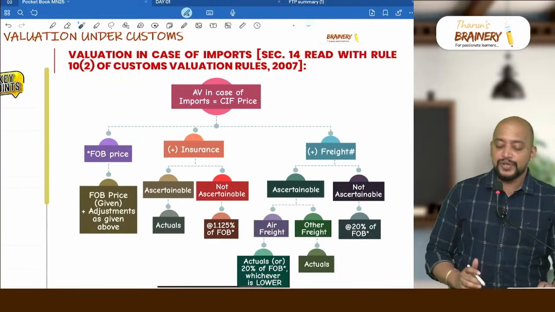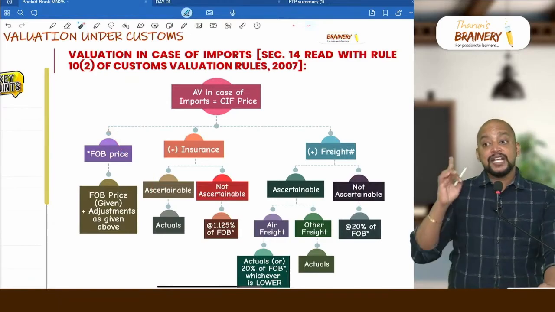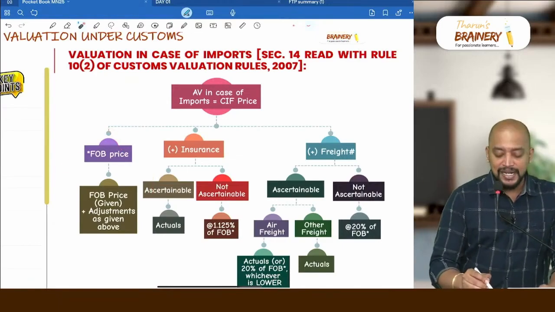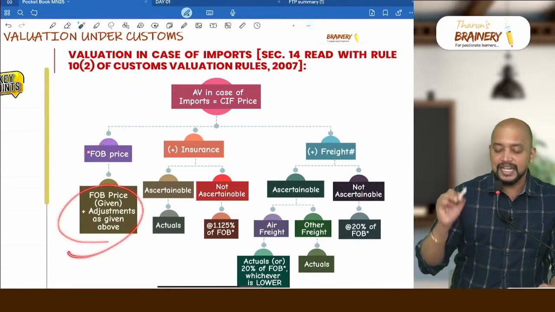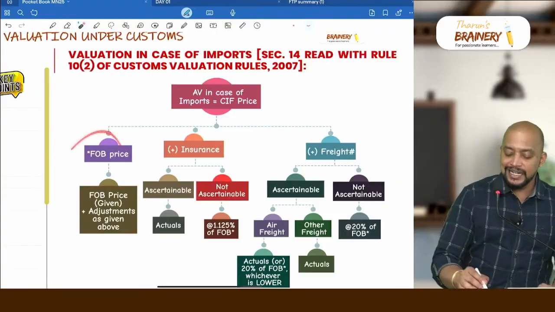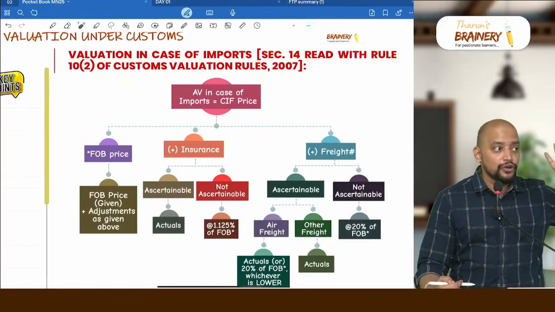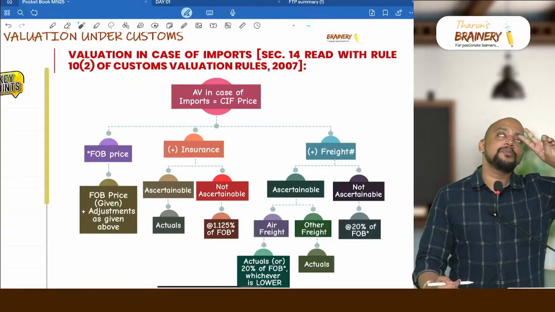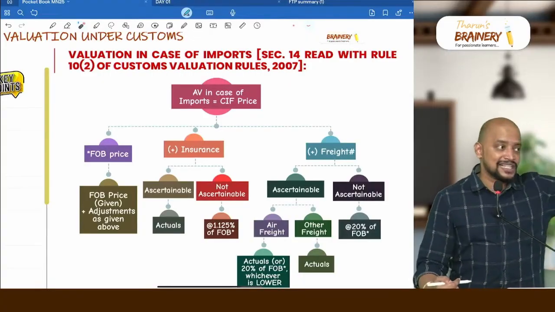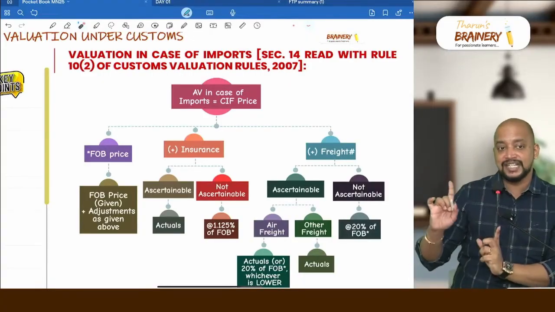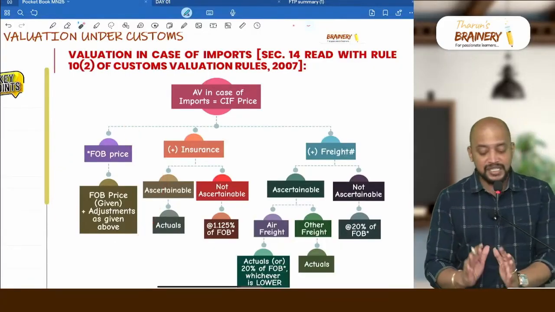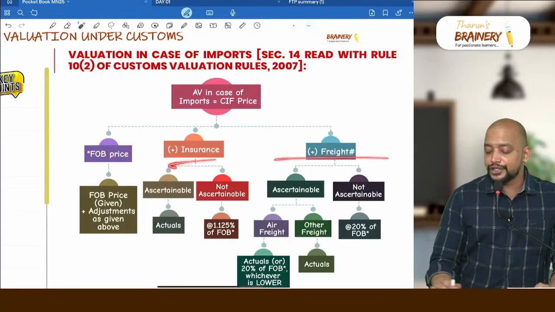In secondary adjustments, first we got the FOB price as per primary adjustments, means FOB price given plus adjustments as given above. So therefore we will be getting the revised FOB price. This FOB price is as per customs. So FOB price as per customs. So FOB price, we have two types of FOB price. One is FOB price as given versus FOB price as per customs. This is FOB price as per customs. To that we need to add insurance and freight.